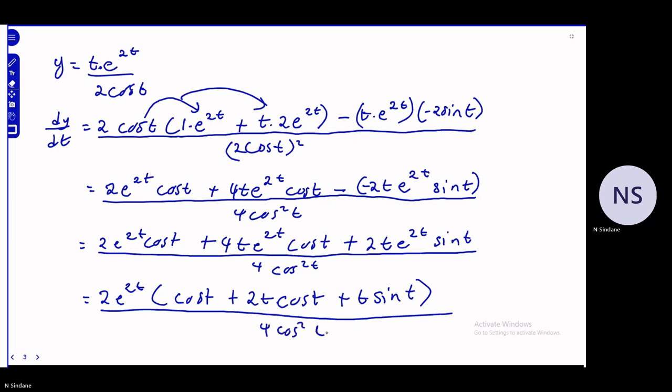Further simplification, 4 into this. So I'm going to be left with e to the power 2t over 2 cos squared of t into cos of t plus 2t cos of t plus t sine of t. That is my solution for this question. Let's try to get another one.